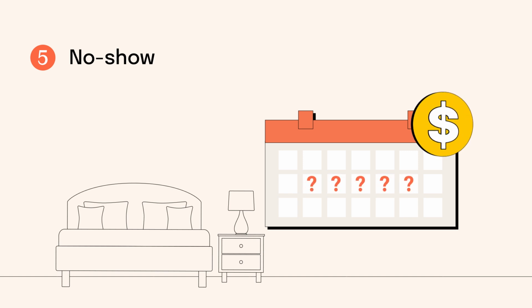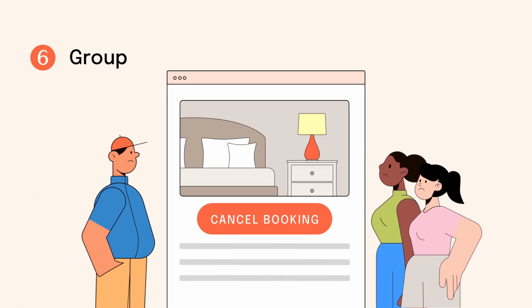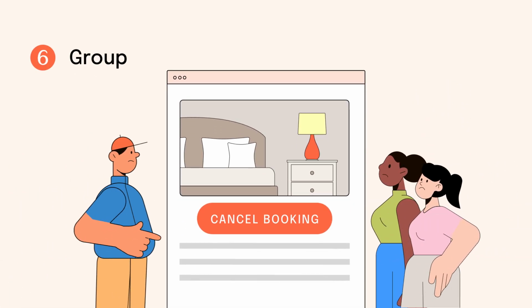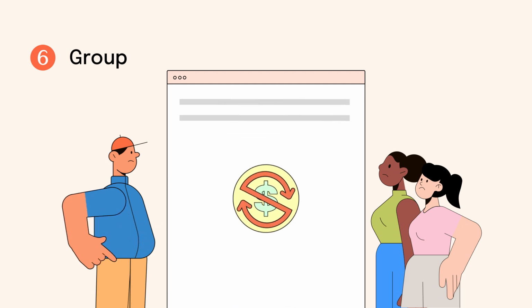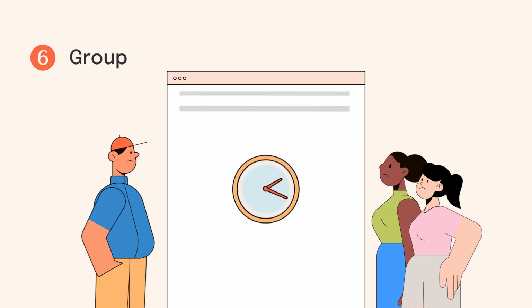5, no-show. This one goes with any policy you choose. You can either charge the full total, a percentage of the total, one night, or a set no-show fee. It's totally up to you. 6, group. These can get really expensive, so you might want to use a stricter penalty, for example, a non-refundable policy for up to 14 days before check-in.